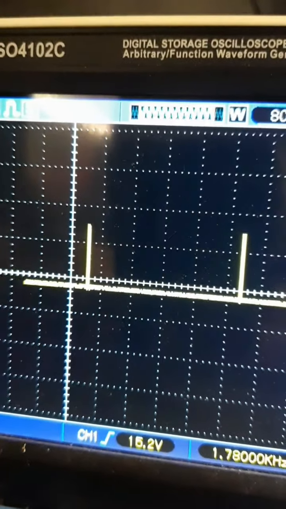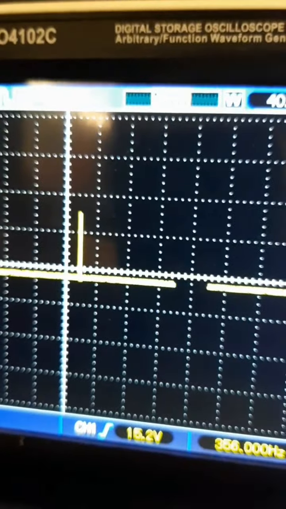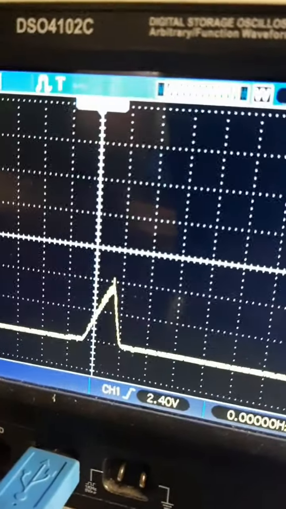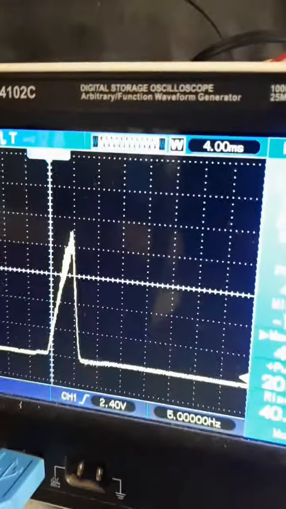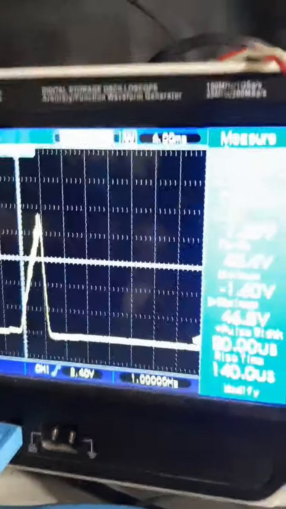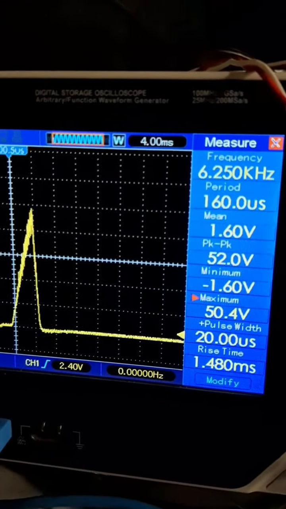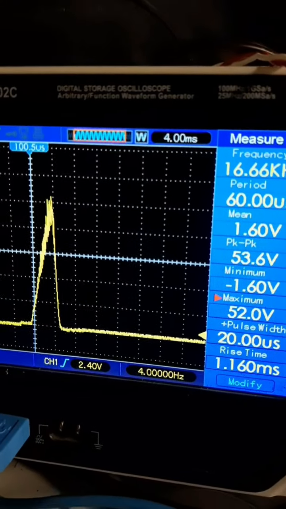And I decided to feed this into a Tesla coil, which is actually a ZVS type of circuit. This is the ramp. This is what it looks like as it's running through the coil. It's about 4 ms, give or take a little bit.